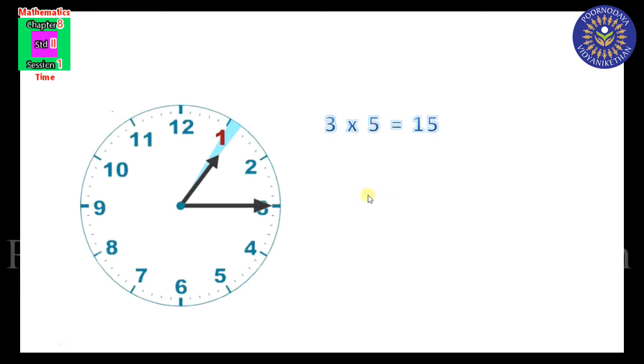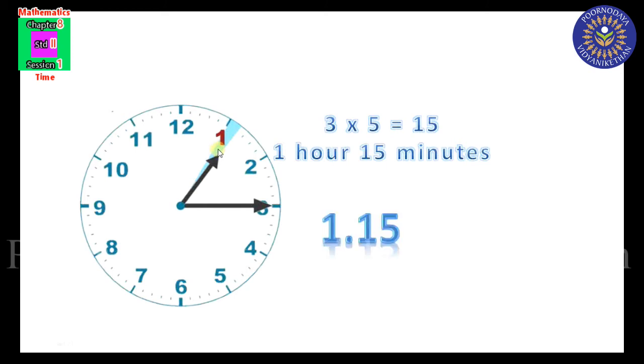Now, can you tell me the time? Yes, the hour hand is at 1 and the minute hand is at 3. 3 means 15 minutes. 1 hour, 15 minutes. How can we read the time? 1 hour, 15 minutes. Clear? That also we can represent like this: 1:15. What's the time? 1:15.